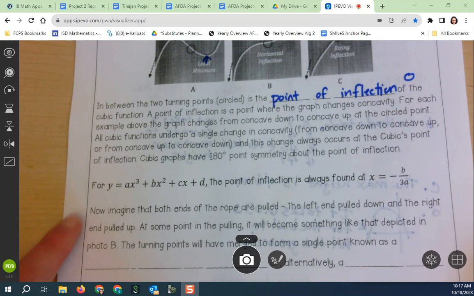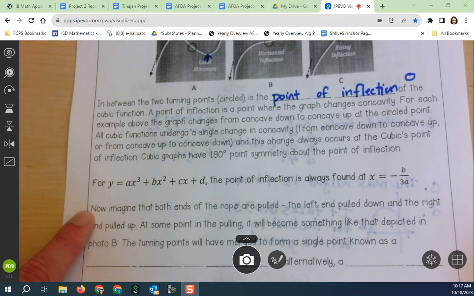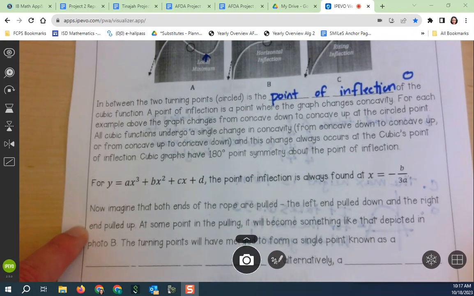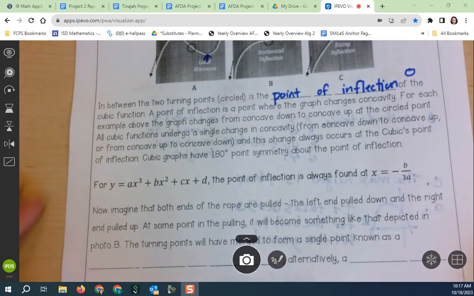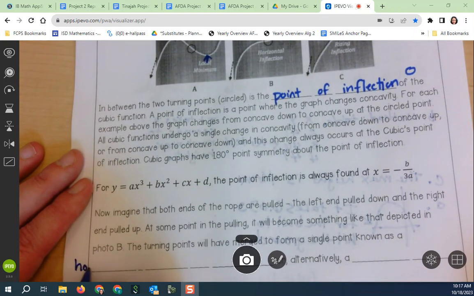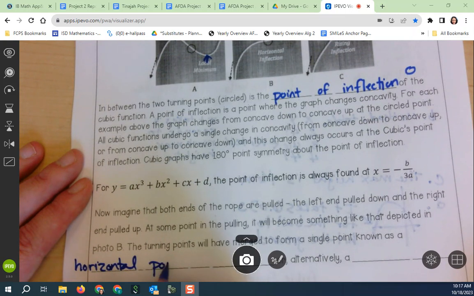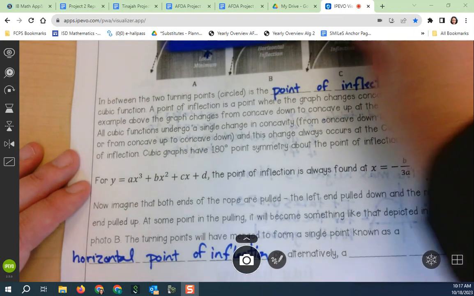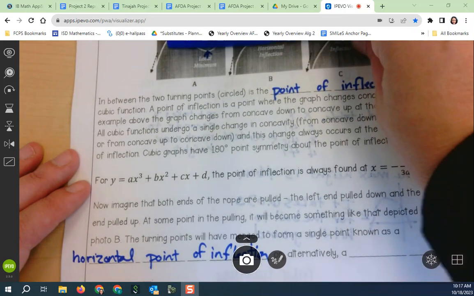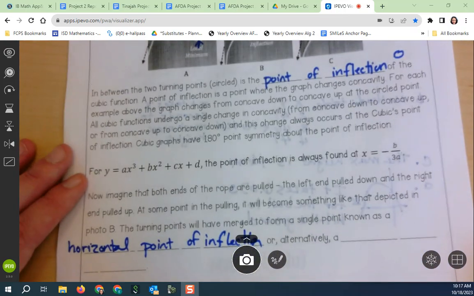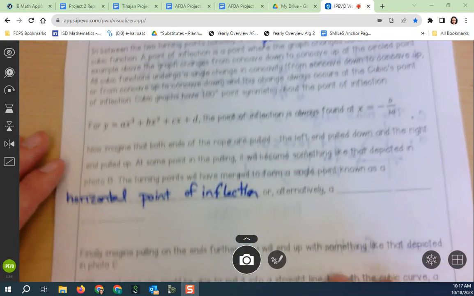Now it says, imagine the ends of the rope are pulled, and at some point in the pulling, it will become something like that in photo B. The turning points have merged to form a single point known as a horizontal point of inflection, because the curve almost goes horizontal there. Or alternatively, it can be called a stationary point of inflection.